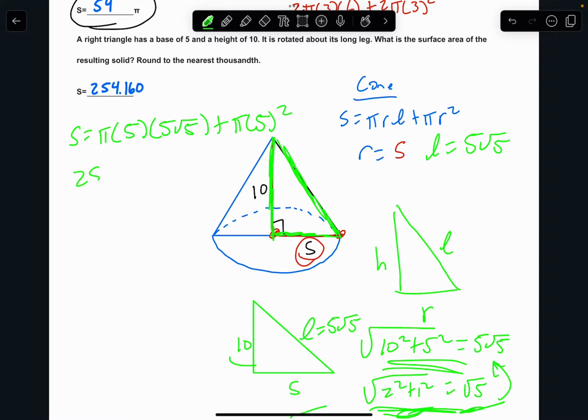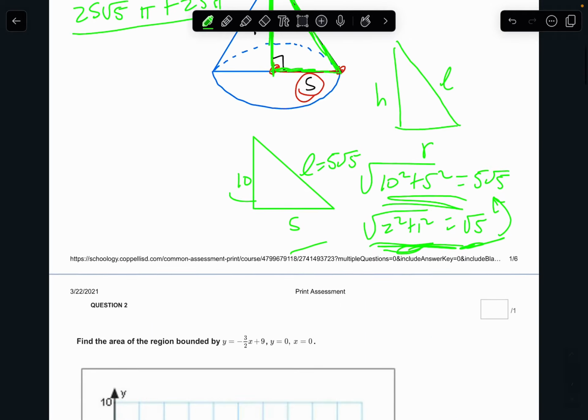This would be 25 root 5. Don't forget there's a pi. And this would be 25. Don't forget there's a pi. Now it does tell us to round it. Let me type this in, make sure I get the right answer. 25 root 5, don't forget there's a pi, plus 25 pi. And I get 254.160, which is the answer. Crushed it. All right, moving on.